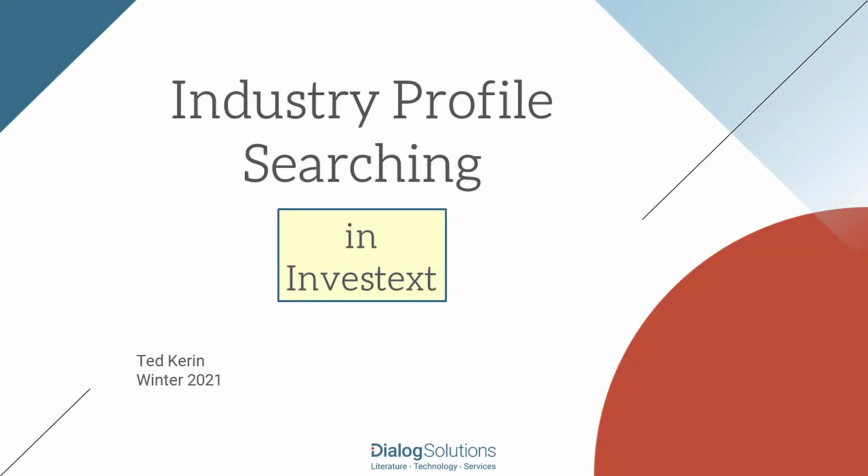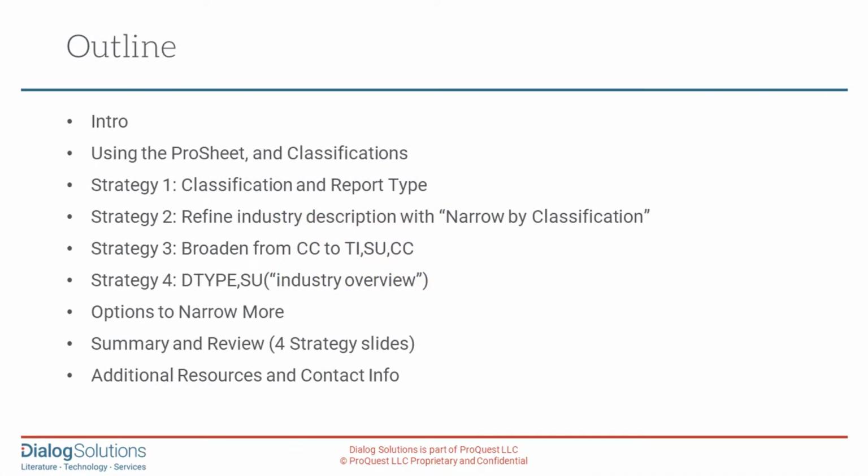Hello everyone. In this video, we'll look at how to do a search for an industry profile or industry report in Investext. Basically, your search will do two things: identify the industry that you're searching on and limit your search to records that are about that industry. There are a number of ways you can do this, so let's get started.